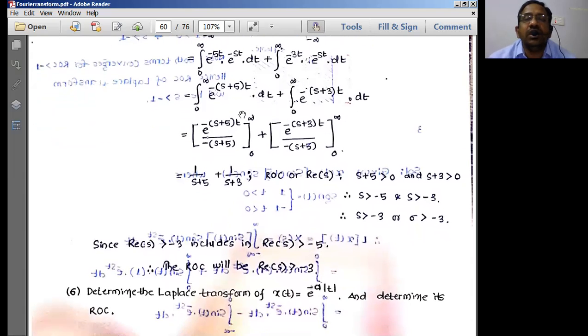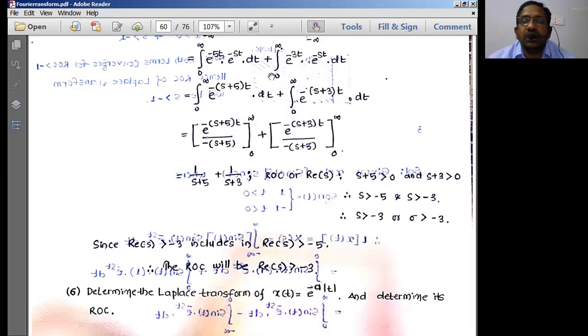Just simply solve the integration now, of the form e to the power minus nt. I can write this as e to the power minus nt by n over the given limits. We apply the limits 0 to infinity. So here we have e to the power minus of s plus 5; I can take minus s common here and write this as s plus 5. And here also I can take minus s common and write s plus 3 times t.